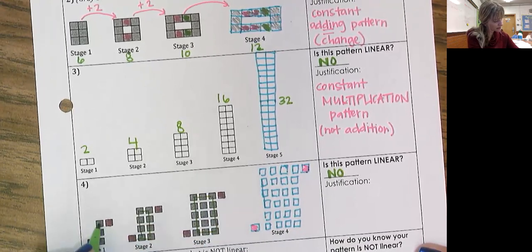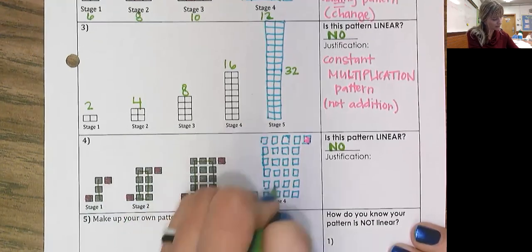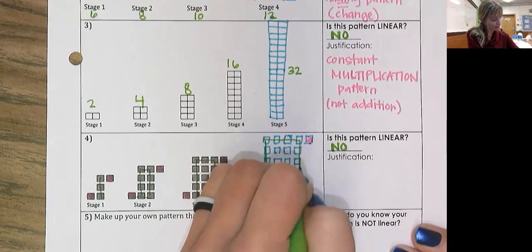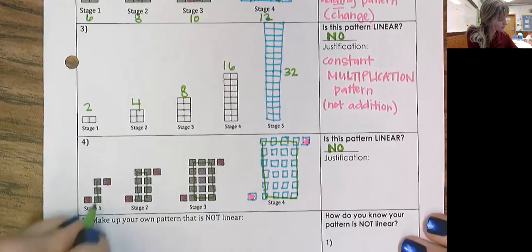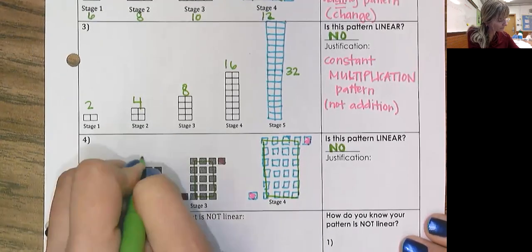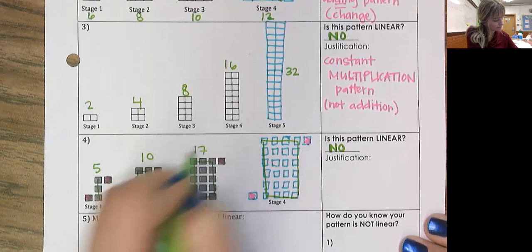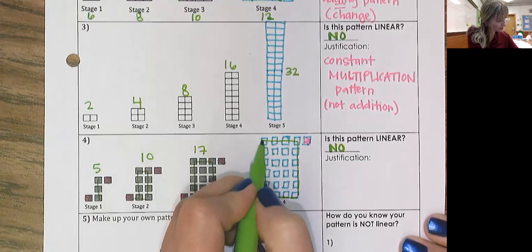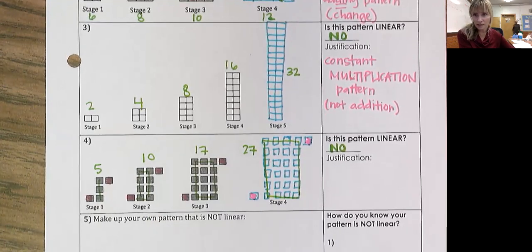So this started off as 1 by 3, and then it became 4 by 2, and then it became 5 by 3, and then this one became 6 by 4. Do you think that's going to lead to a constant adding pattern? Well, let's see how many blocks that actually is. This one was 1, 2, 3, 4, 5. This one was 1, 2, 3, 4, 5, 6, 7, 8, 9, 10. We already said this is 5 by 3, which is 15, and then add those 2, which is 17. And then this is 6 by 4, 24, 25, 26, 27. Does that look like a constant rate of change to you?